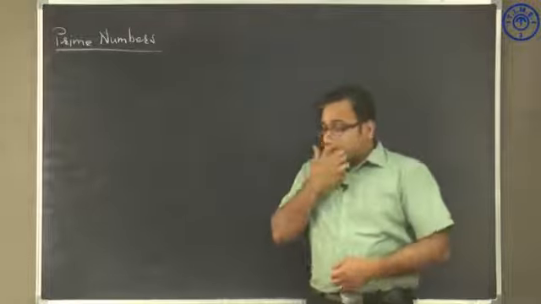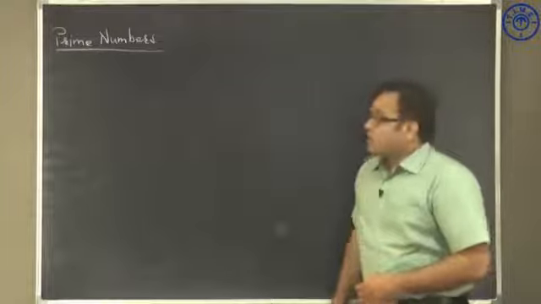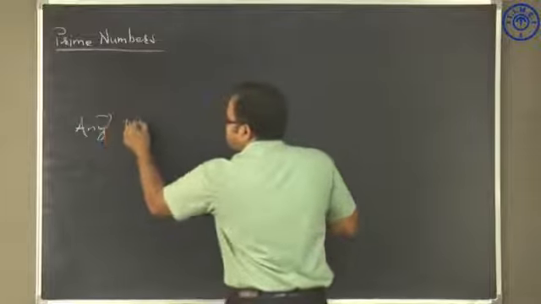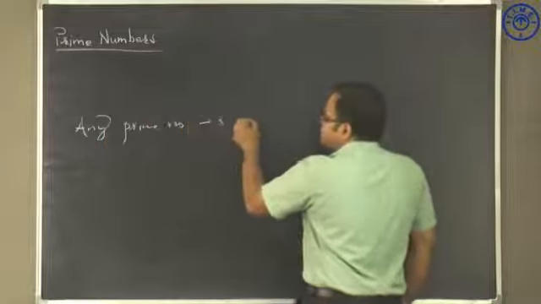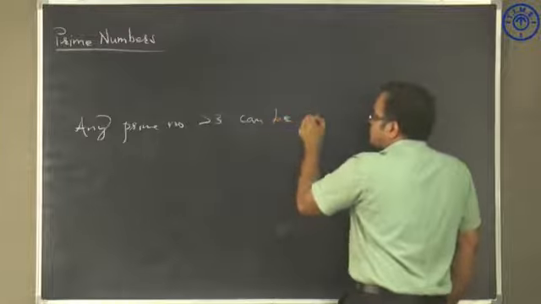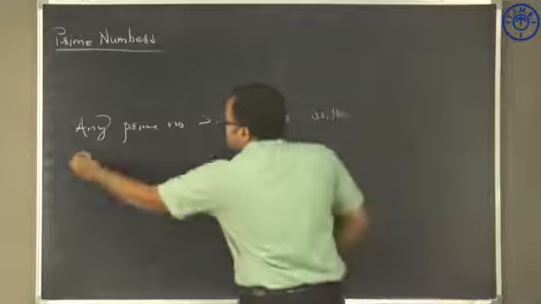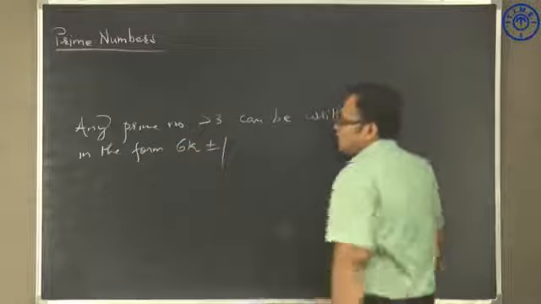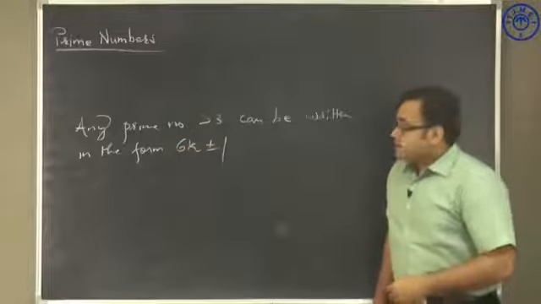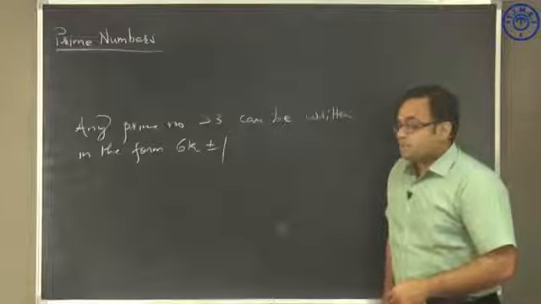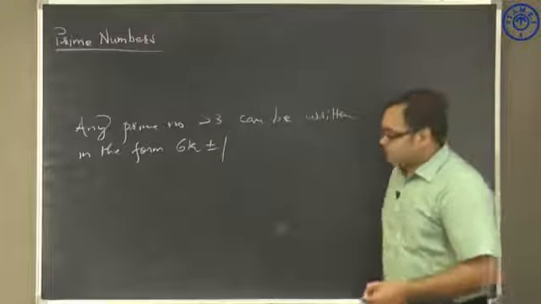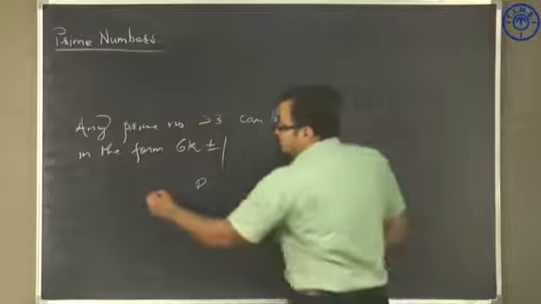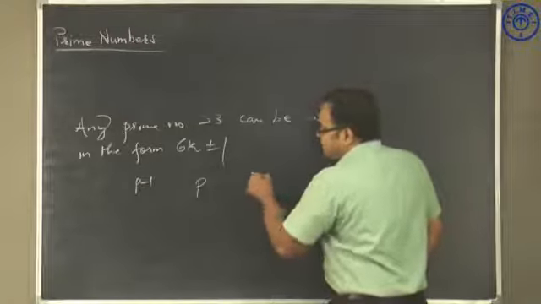As far as general prime numbers are concerned, as we will see, any prime number greater than 3 can be written in the form 6k plus minus 1. Let us understand why. Imagine p is a prime number. I am looking at three consecutive numbers: p, p minus 1 and p plus 1.